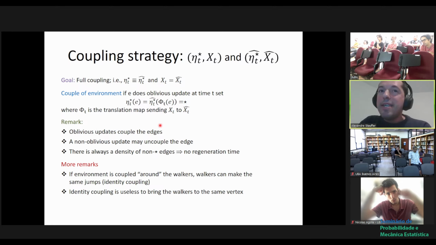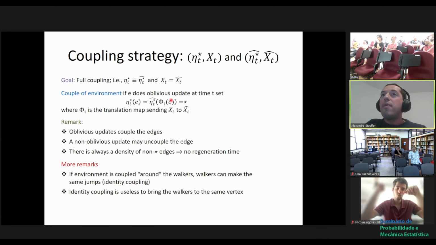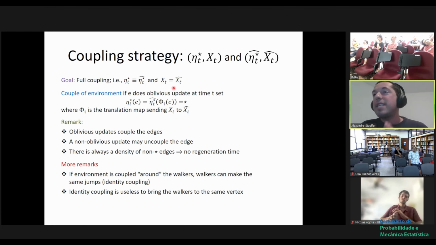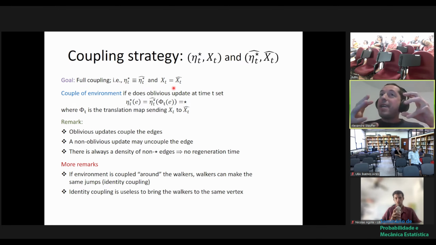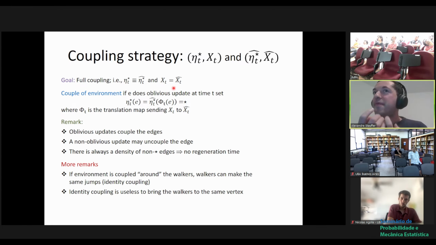On the other hand, identity coupling is simply useless because if I want to bring the Walkers together, remember that I have to bring the Walkers to the same position by some time t. And to do that, identity coupling doesn't help at all. But the moment I make the Walkers do something different, so they do not copy one another, then I change the map phi_t, and edges that were coupled could uncouple. So there is a bit of a game going on here that we have to control. Okay, but the coupling of the environment is always going to be as described.